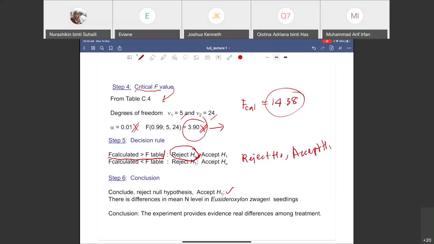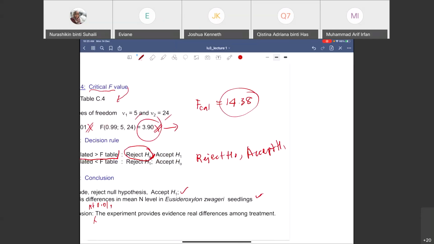For the conclusion, you have to say it in proper sentences. It will be 0.01. The experiment provides evidence of real differences. So there is a difference in the mean nitrogen level in the seedlings. That is the conclusion. You cannot say the conclusion as accept null or accept alternative only. You have to mention back what the problem is all about, I mean, the hypothesis that you set for the problem. Any questions, guys?